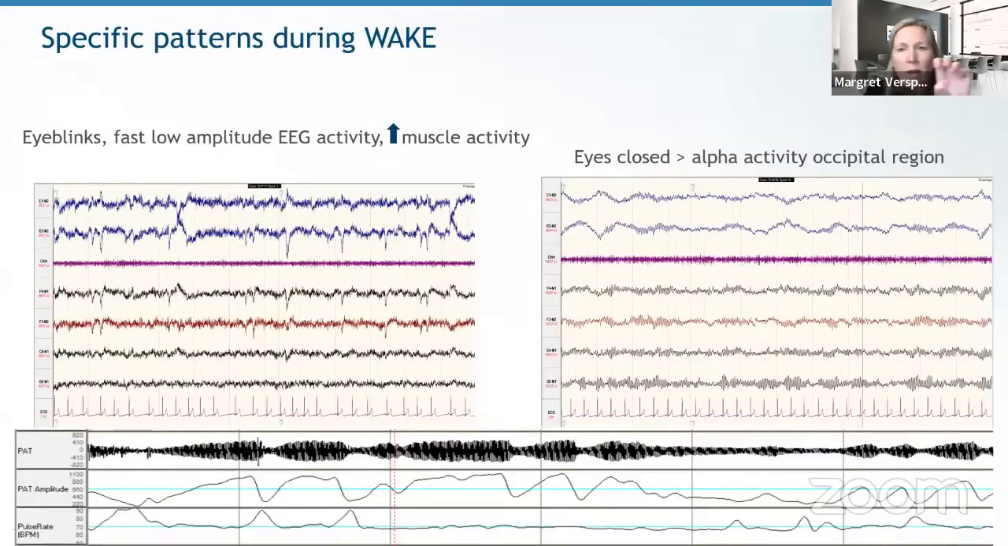So when we look at EEG compared to PAT, and it's in different time windows, but to explain you, in wake, there is fast low amplitude EEG activity. There's increased muscle activity. When the eyes are closed, the patient is more in rest, but in the PAT signal, we see there is still sympathetic activation. There's variability. There is some lower PAT amplitude. There is variability in the PAT amplitude and also in the heart rate variability.